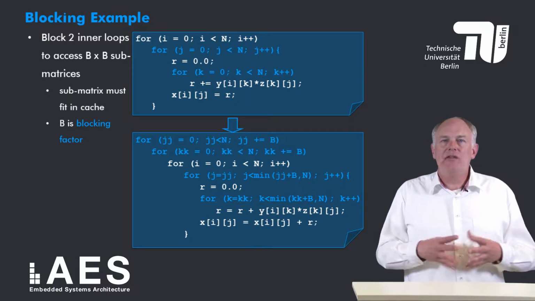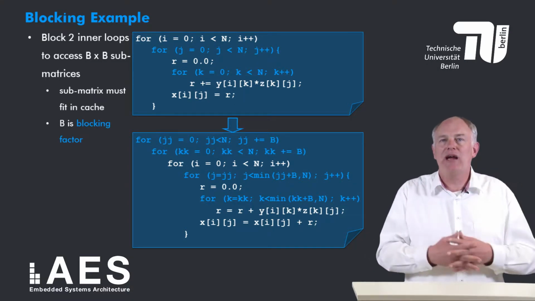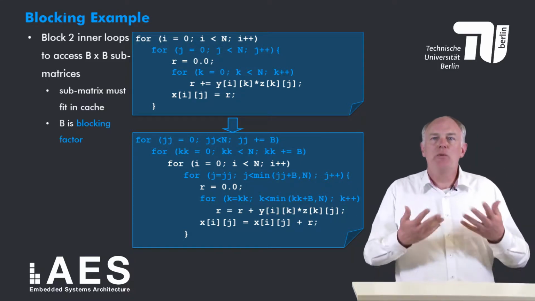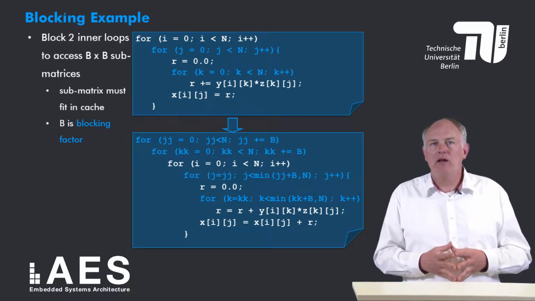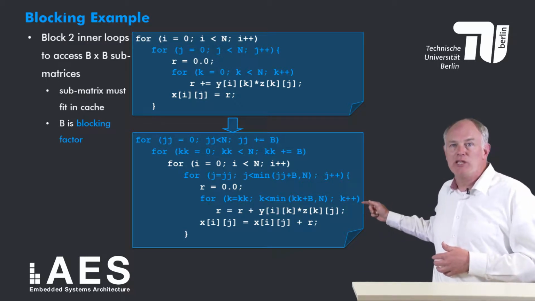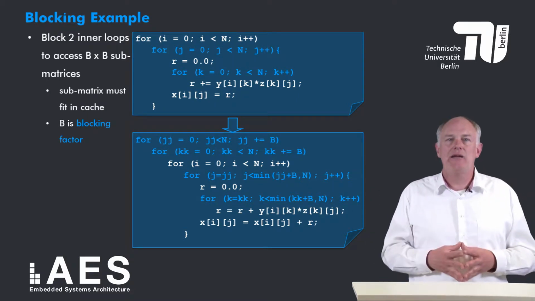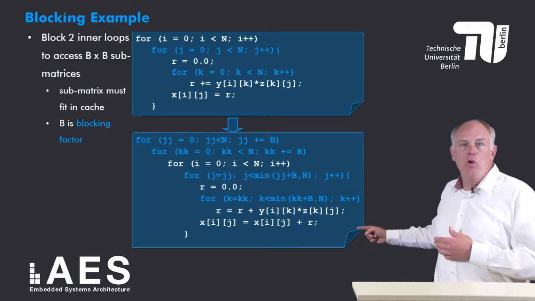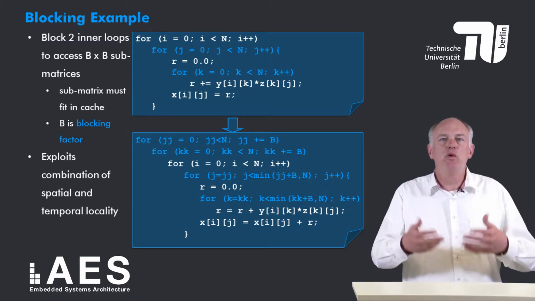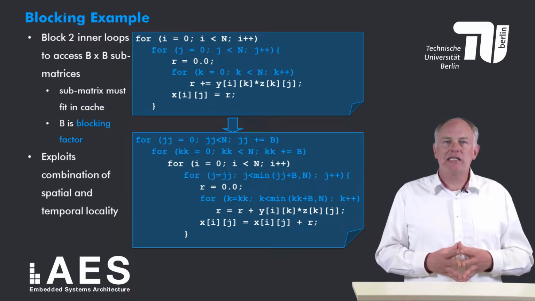Two outer loops with indices jj and kk have been added, and they are incremented with the blocking factor b each iteration. Furthermore, the two inner loops have also been modified. The loop with index j now loops from jj to jj plus b, but when jj plus b is larger than the matrix dimension n, it loops until n. Similarly, the k loop now loops from kk to kk plus b. Blocking improves spatial as well as temporal locality. How? I will try to make clear on the next slide.